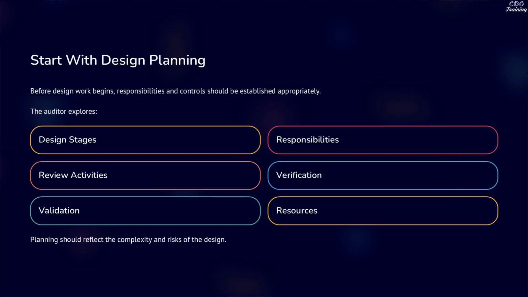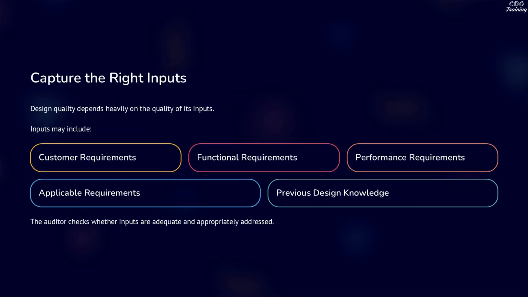The auditor explores various aspects such as design stages, review activities, validation, responsibilities, verification, and resources. Planning should reflect the complexity and risks involved. The quality of design heavily relies on the quality of its inputs. These inputs may include customer requirements, functional requirements, performance requirements, applicable requirements, and previous design knowledge. The auditor checks if these inputs are adequately addressed.